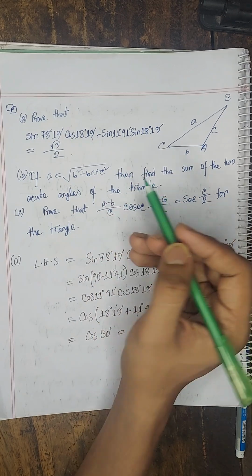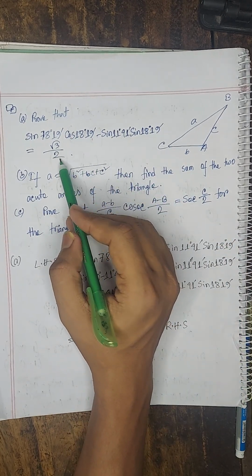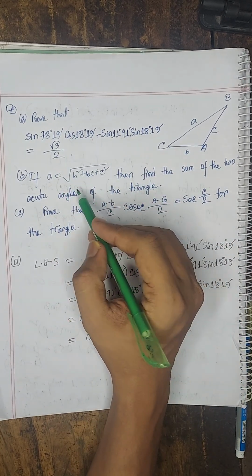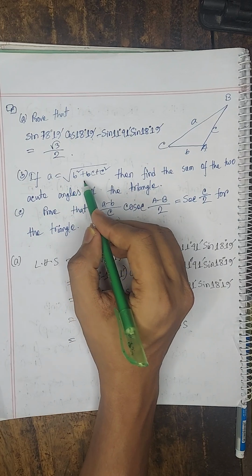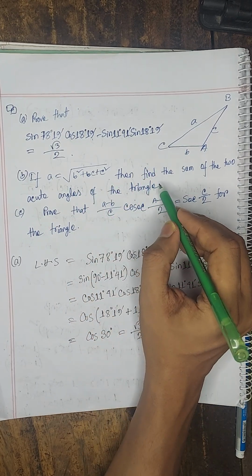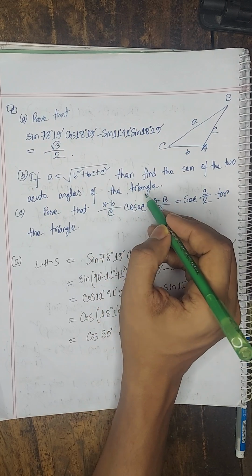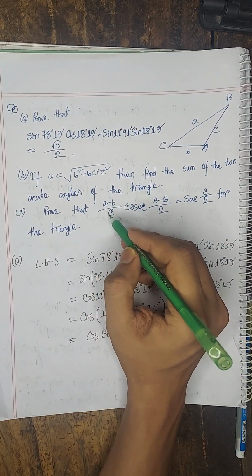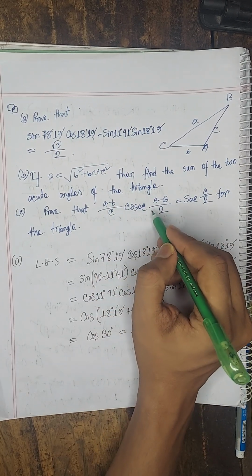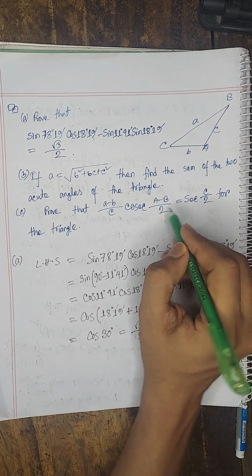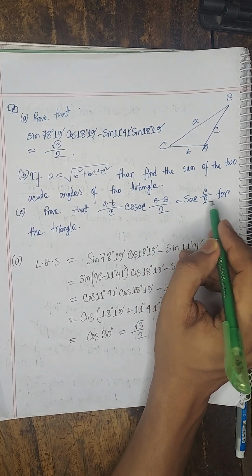First problem is this: we have to show root 3 by 2 from this expression. Then, if a is equal to root over b square plus bc plus c square, we have to find the sum of the two acute angles of the triangle. Then we have to prove that (a minus b) by c times cosec (A minus B) by 2 is equal to sec C by 2 for the triangle.